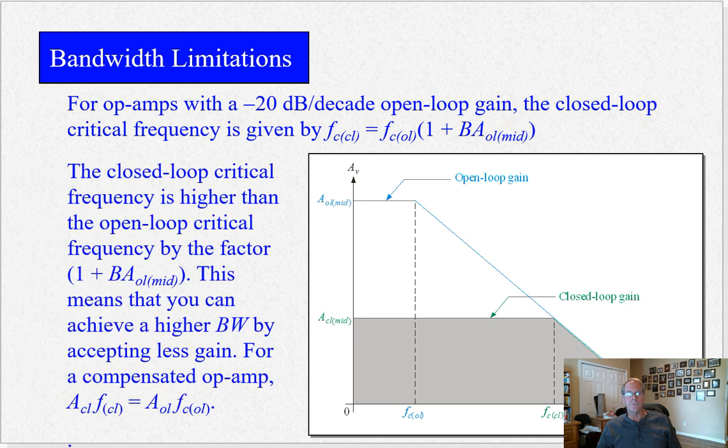And there's an expression, let's see. Let me finish this. So you can achieve a higher bandwidth by accepting less gain. So less gain, higher bandwidth. Now less gain is good. You say, well, I want more gain. Well, you kind of do, but you kind of don't, because like I said before, 200,000 is not usable. Maybe 1,000 is better, and you get more bandwidth as a result.